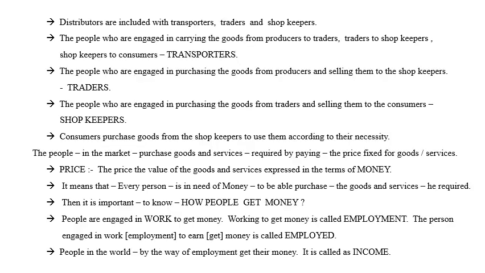It means that distributors carry goods and services from the place of production to the place of consumers. Now we'll understand who are included in distributors. Distributors include transporters, traders and shopkeepers. Now we'll understand who are transporters. The people who are engaged in carrying the goods from the producer to the traders.